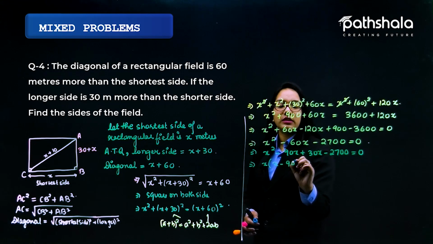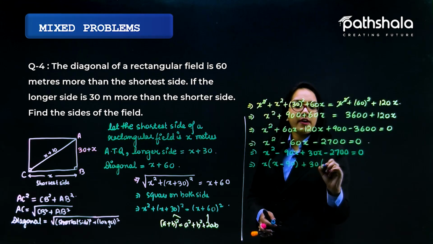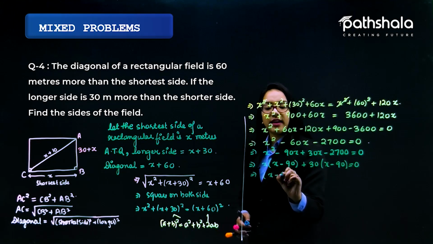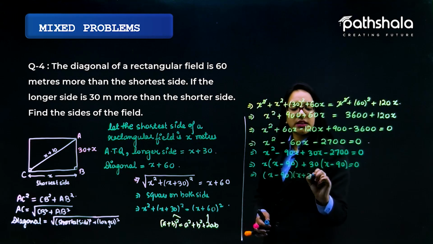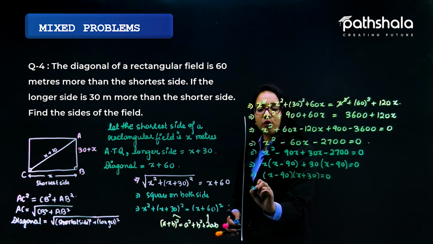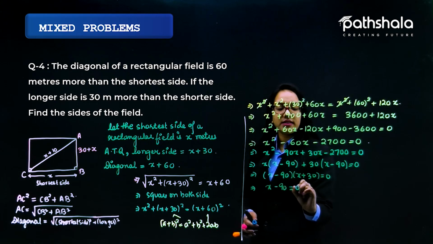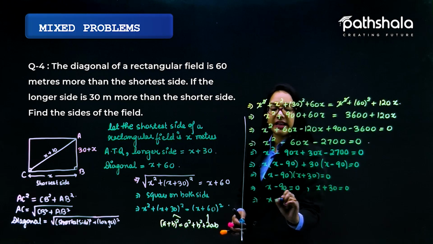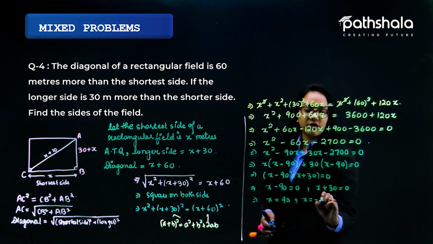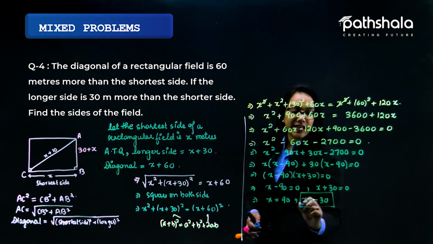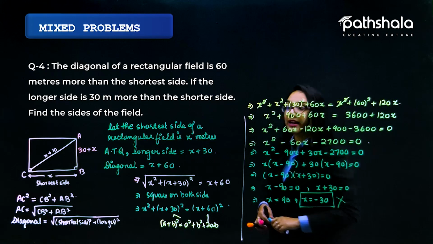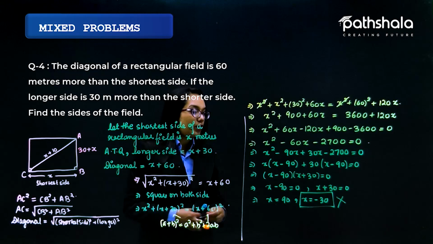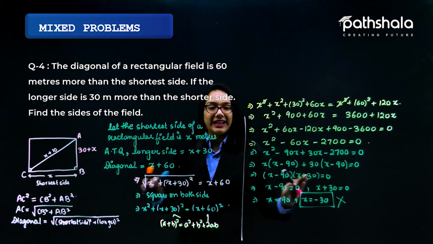So this is x(x minus 90) plus 30(x minus 90) if I'm taking common. So at the end we are getting (x minus 90)(x plus 30) is equal to 0. If I take both of these terms equal to 0, so x minus 90 is equal to 0, x plus 30 is equal to 0. It means we are getting the value of x as 90 and further x as minus 30. Obviously, we cannot take the side as negative. We cannot take the length of the shortest side of the rectangular field as negative. So it means x equal to minus 30 is totally neglected.